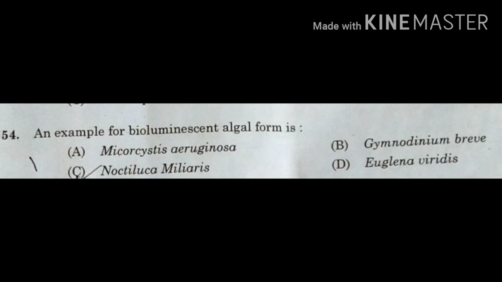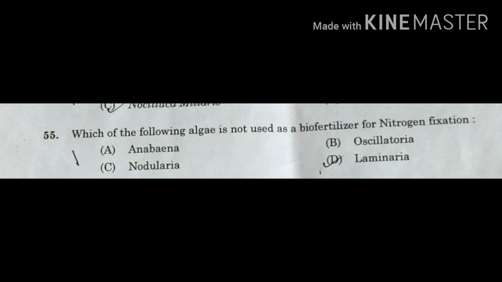So the correct answer for this question is option C, Noctiluca miliaris. It's a bioluminescent alga. It's also a dinoflagellate according to Whittaker's classification, isn't it? Let us move to the next question. Which of the following algae is not used as biofertilizer for nitrogen fixation? Option A, Anabaena. Option B, Oscillatoria. Option C, Nodularia. Option D, Laminaria.